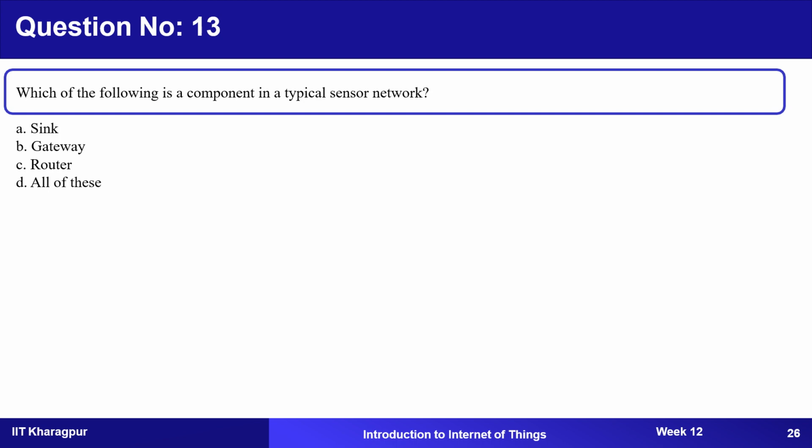Next question is, which of the following is a component in a typical sensor network? Options are sink, gateway, router, all of these. D. Okay. Anyone else? Yes, ma'am, all of these. Yeah. So all of these is the correct option.